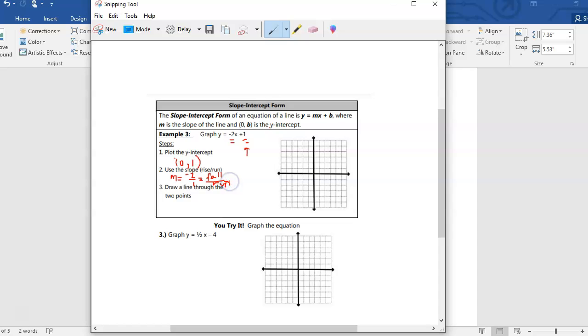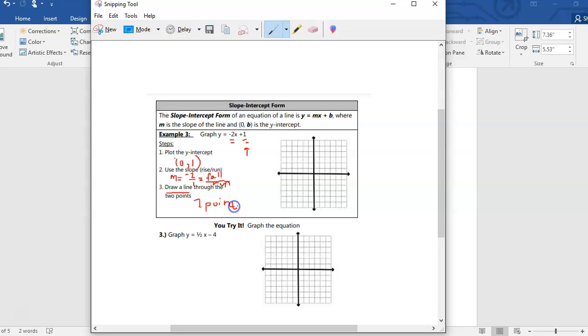So with that being said, I know the rise is going to be up, or the fall is going to be down 2, and then I'll go over 1. All right, and then it'll help me find another point. In order to graph lines, you need to have exactly 2 points. Okay, so let's get this all a go.